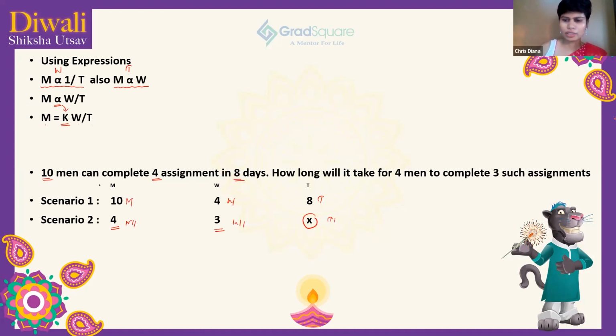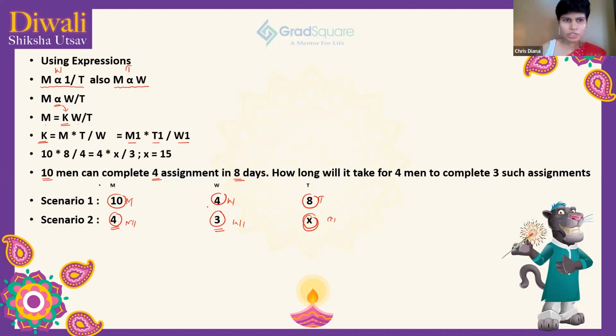So just go and substitute that in the above equation. I know that for this proportionality constant, K is equal to M into T by W, and that has to be the same for any given value of M, T, and W. So substitute M here is 10, T here is 8, and W is 4. In the second scenario, M1 is 4, T1 is going to be X, and W1 is going to be 3. Just substitute that, you will end up with X is equal to 15. It is going to be very, very easy. So if you're comfortable with unitary math using numbers, use that, or if you're comfortable using expressions, you may do this.